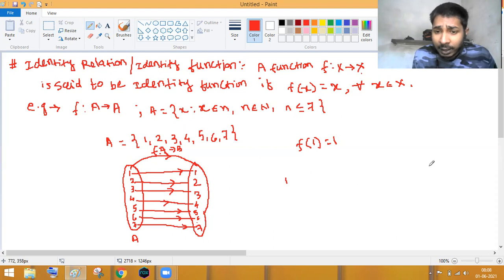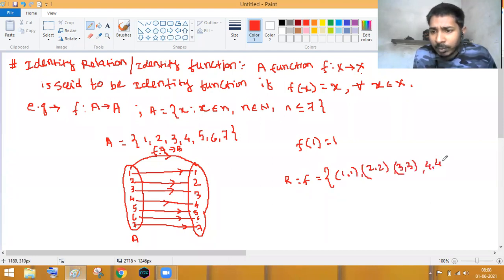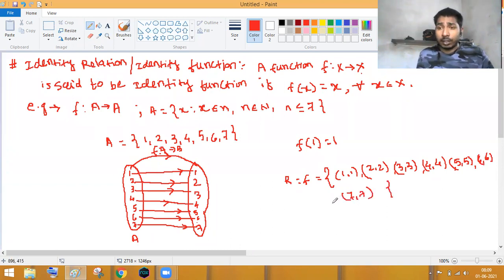So if you have to define here either a relation or a function f, in both cases your ordered pairs should be the collection of all (1,1), (2,2), (3,3), (4,4), (5,5), (6,6), and (7,7). So this is your identity function or identity relation. So can we say that this is also a reflexive relation?